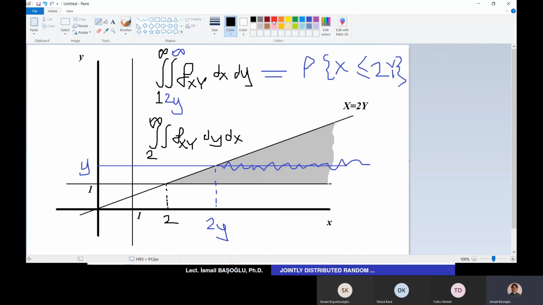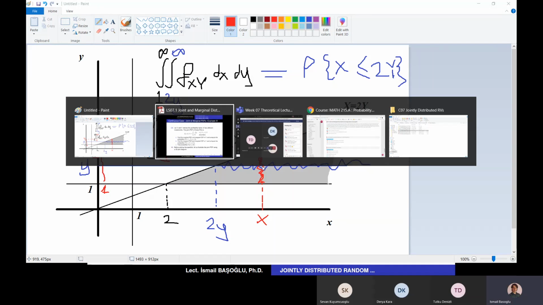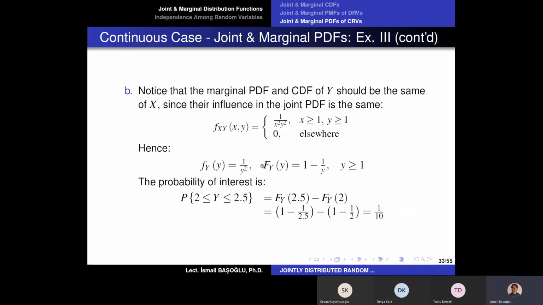Now, for any given x value, what are the possible values that y can take? The possible values that y can take are from 1 here to x over 2, right? Because that function is x equal to 2y, so that value should be x over 2. So y is taking values from 1 to x over 2. In both ways, you can calculate that probability. And here in part C, it is using that way.